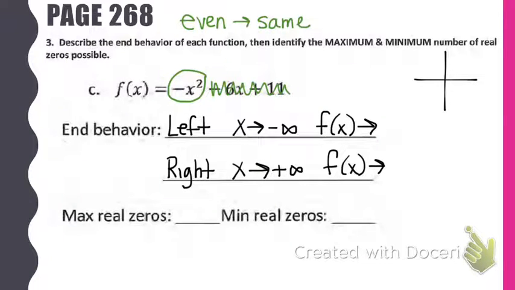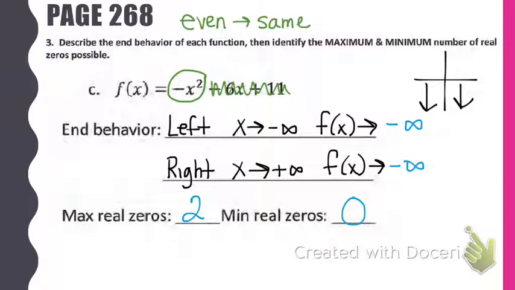Okay, so because this is negative, that tells me that the right side is going to go down. And because it's even, the left side is going to do the same thing. So both sides are going down, so you should have negative infinity for the left and right, because they both go down. What's the maximum number of real zeros? 2. Good. What's the minimum? 0, because it's even. Pretty simple, right? Not so bad, you know.